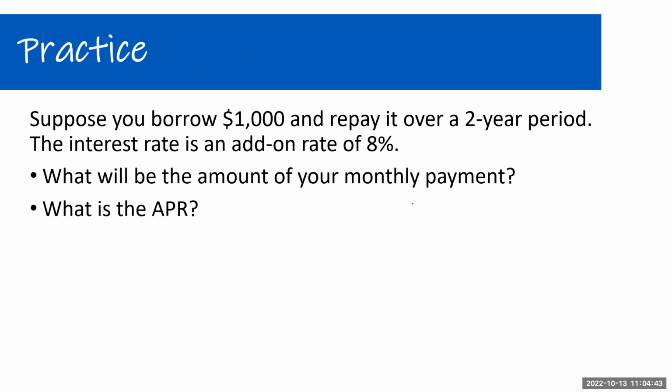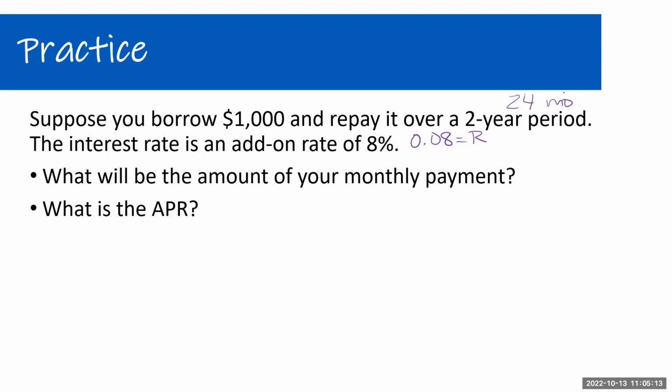Okay, take a moment and pause and go ahead and work this one out. Suppose that you borrow $1,000 and you repay it over a 2-year period. The interest rate is an add-on rate of 8%. So we should be thinking, okay, 0.08 is going to be R. 2 years, we're going to have 24 months. And we're going to borrow $1,000. So first we want to know, what is the amount of our monthly payment?